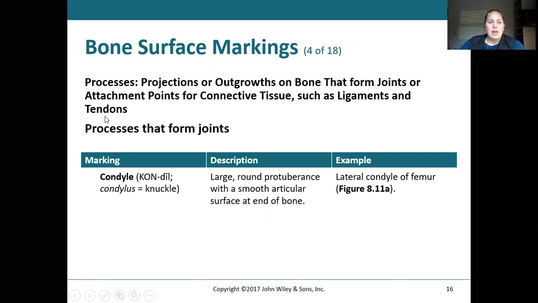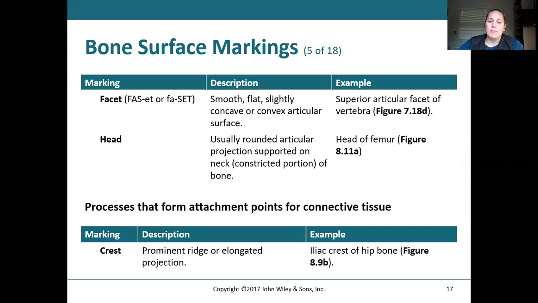Next here you can see we're talking about processes. A condyle is a large round protuberance with a smooth articular surface at the end of a bone. So this is kind of what we think of, I think, when we think of an epiphysis, and this is the lateral condyle of the femur as an example of that. Other types of markings: a facet, which would be smooth, flat, slightly concave or convex, and we see that within the vertebra. And then the head is usually a round articular projection supported on the neck, and that's also seen in the head of a femur.